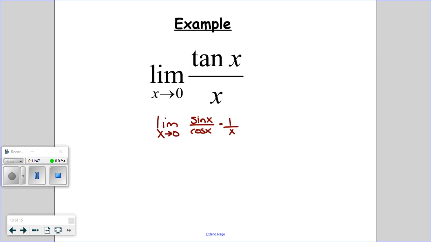But again, I could just slide that sine x. Here's my sine x over x. And the other part I have is 1 over cosine x. So I'm looking at, again, I haven't done anything yet.